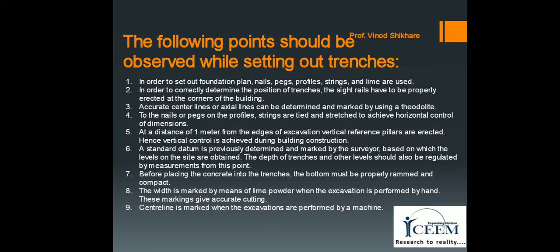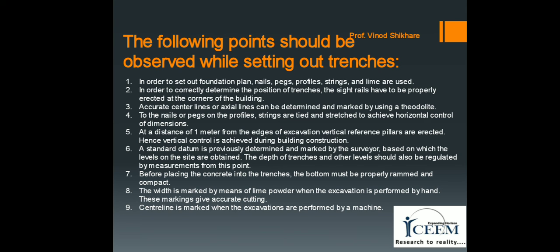Next is points should be observed while setting out trenches. In order to set out foundation plan, nails, pegs, profiles, strings, and lime are used. Second is in order to correctly determine the position of trenches, the side rails have to be properly erected at the corners of the building. It means the side rails are perfectly vertical.